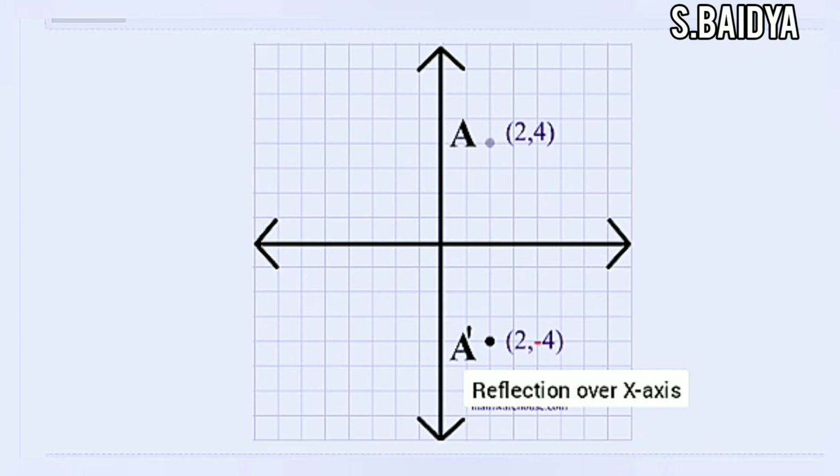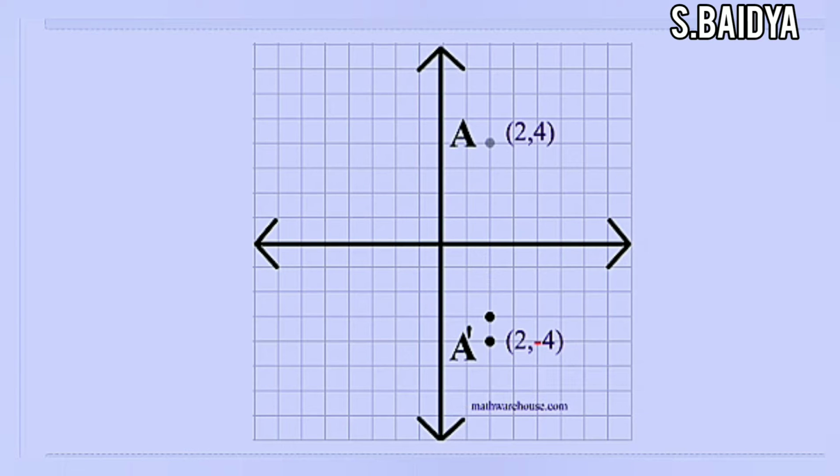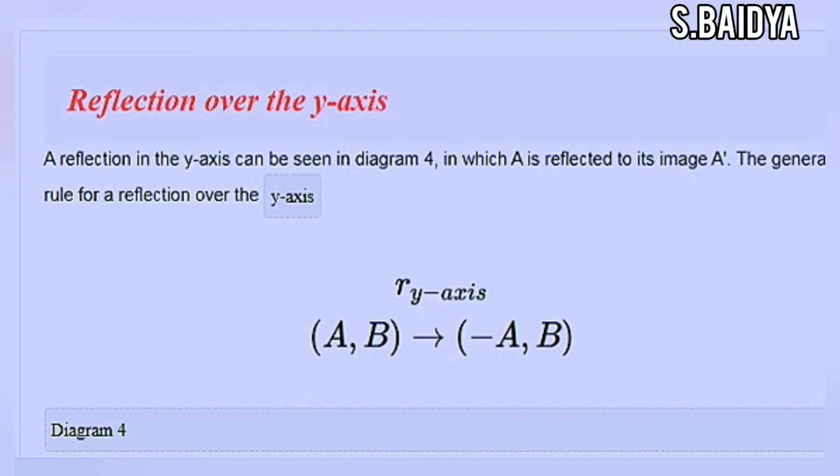Here is the point A with coordinate 2, 4. You can easily evaluate the reflection of the point A (2, 4) through the reflection over x-axis. The image of the point A (2, 4) is reflected at the point A dash (2, minus 4). You can easily see the coordinates of A dash is (2, minus 4).